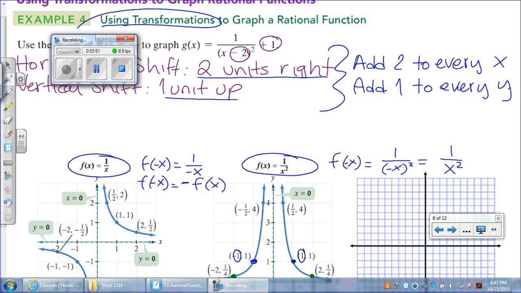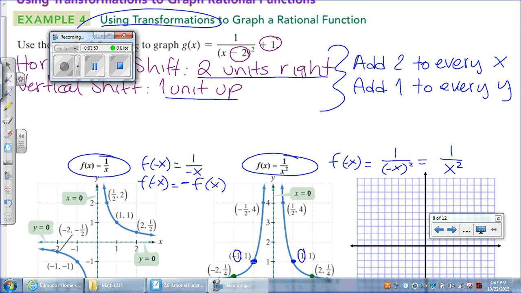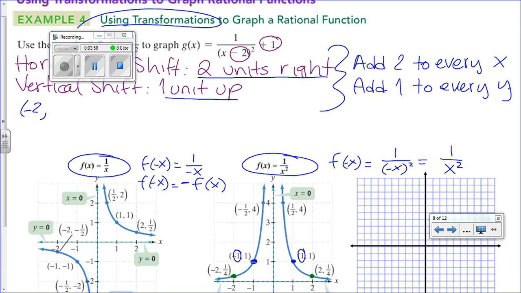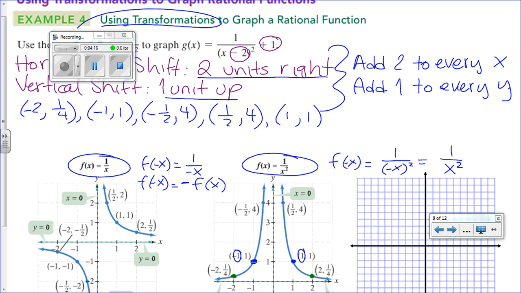So what I'm going to do is write down the original points of the parent function. We have negative 2, 1/4. We also have the point negative 1, 1. We have the point negative 1/2, 4. We have the point 1/2, 4, 1, 1, and we also have the point 2, 1/4.